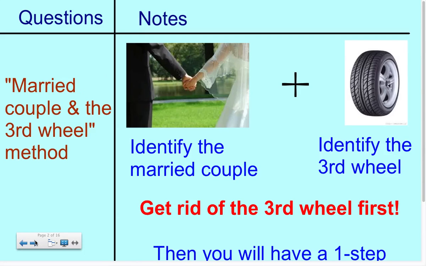The scenario we are always going to use when thinking about how to solve a two-step equation is called the married couple and the third wheel. In every problem, we have to identify who the married couple is, and this will always be the part of the equation that has the variable, or x, in most cases. We also have to identify the third wheel, and our job in each problem is to get rid of the third wheel, and then you'll have a one-step equation like we did in 2-2, which you are familiar with.